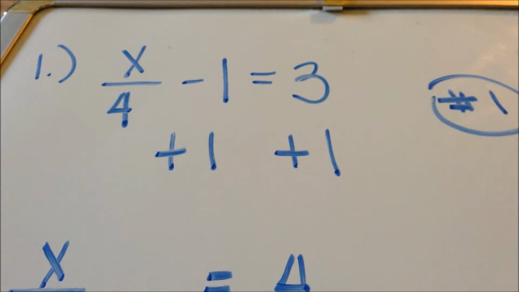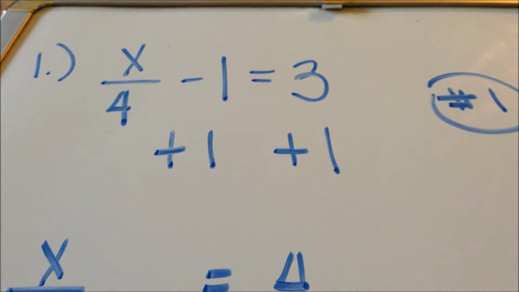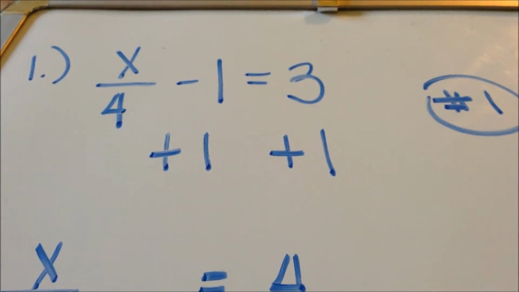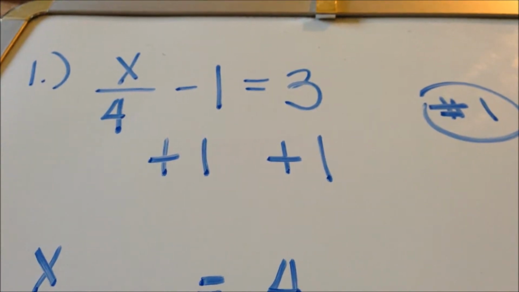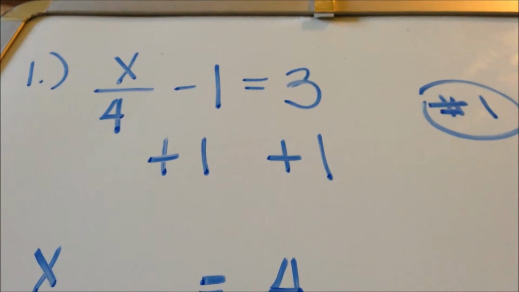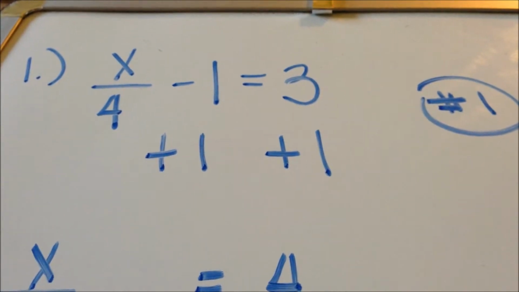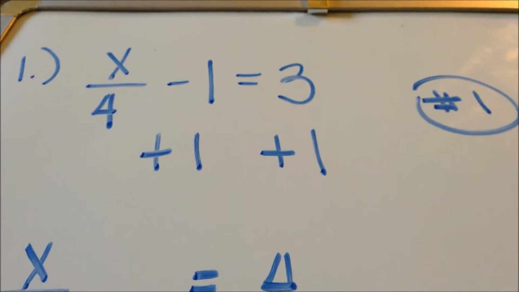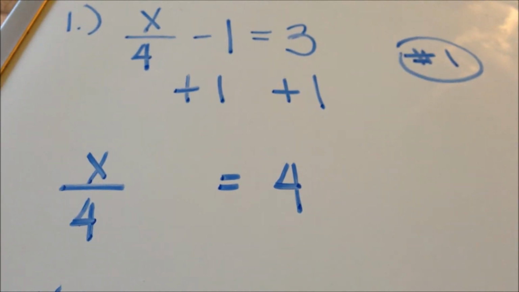Number 1, x over 4 minus 1 equals 3. The first step is to get rid of what's least directly connected to the variable. The negative 1 is less directly connected than the 4 is. So, we have a minus 1, we have to do the opposite operation, so add 1. Whatever you do to the left of the equal sign, do to the right of the equal sign. So plus 1 on the left and plus 1 on the right. So now we have x over 4 equals 4.